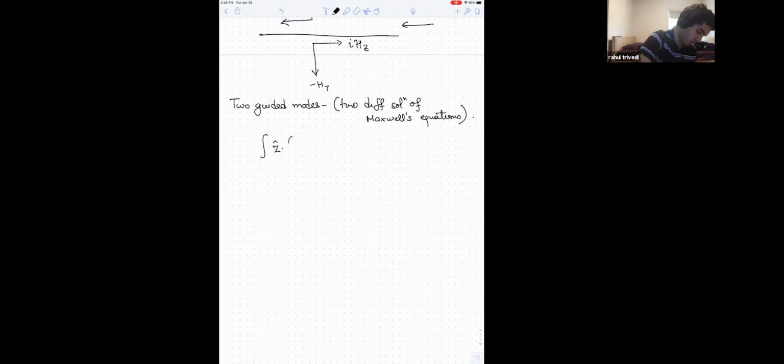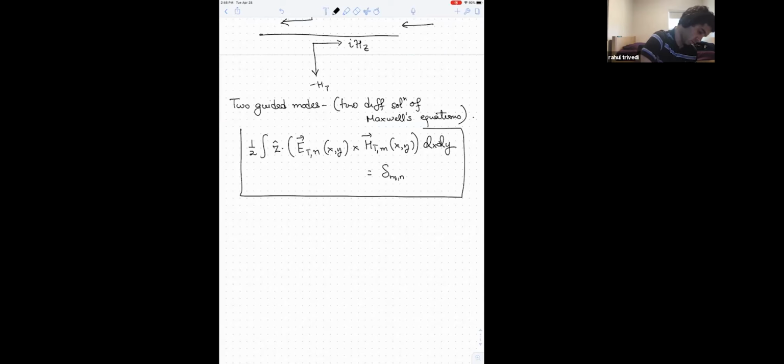So you have z hat dot the transverse components of the nth mode as a function of x comma y, cross the transverse component of the mth mode of the magnetic field as a function of x comma y, dx dy, half, is equal to delta m comma n, right? So this also just follows from Maxwell's equations.